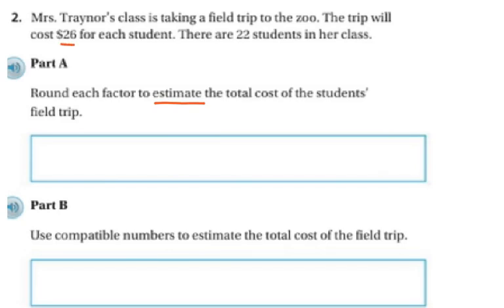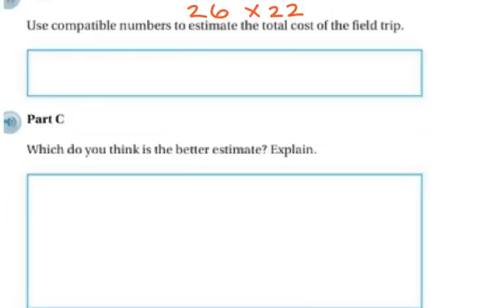Well, 26 is close to 30, and 22 is close to 20. So if I did 20 times 30, well, 2 times 3 is 6, and I have 1, 2 zeros in my answer. So the estimate should be close to 600. So the original problem is 26 times 22.